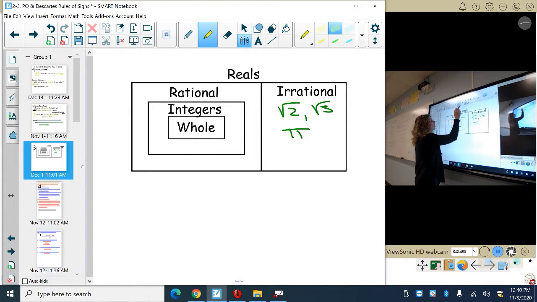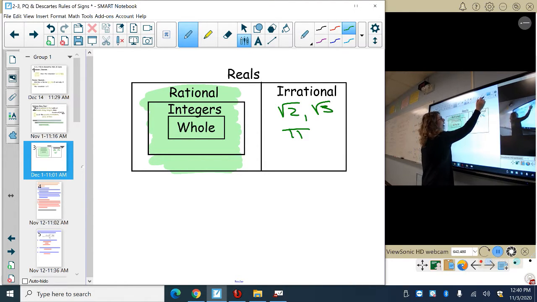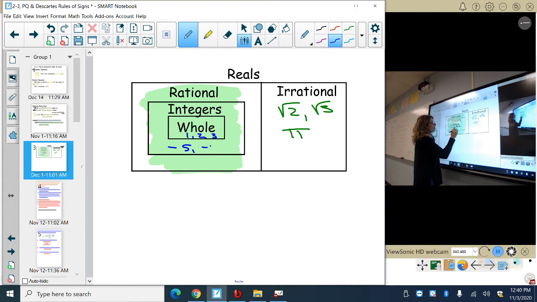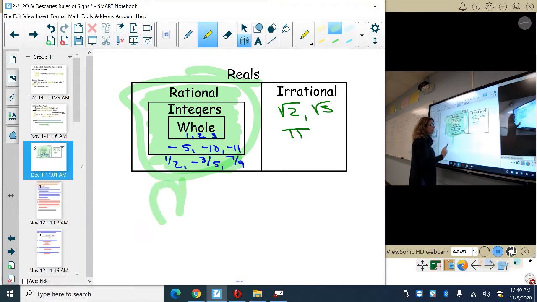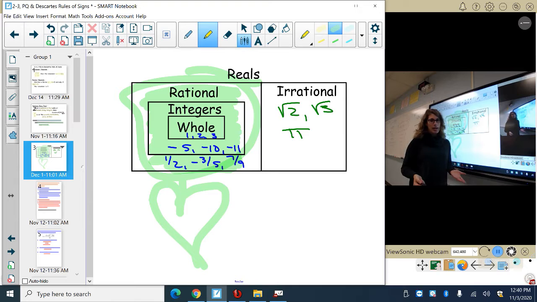Rational numbers, all of this over here, are all the numbers that we use all the time. These are the numbers that make us super happy. So we have 1, 2, 3, we have -5, -10, -11. We have 1/2, -3/5, 7/9. Those are all examples of rational numbers. Our whole numbers, our integers, and then our rational numbers. These are the numbers that our brain understands. We like these ones. They make us happy, okay?